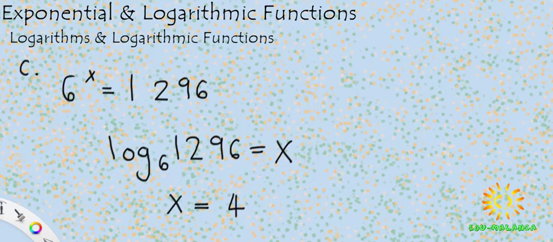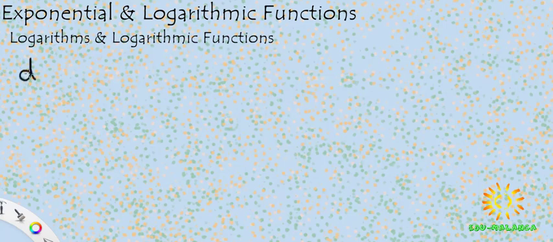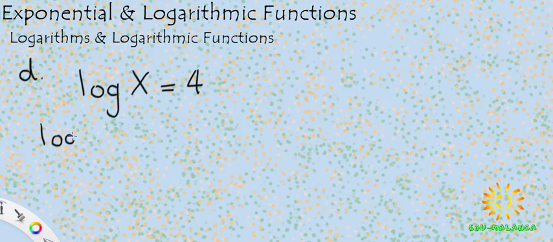The last question we solve in example 1 is D, and the question in D is that log x is equal to 4. Let me rewrite it again. D, log x is equal to 4. Remember what we said about log base 10. When your log has a base of 10, you don't write down the base, you simply write log. And so what we know from this is our base is actually 10.